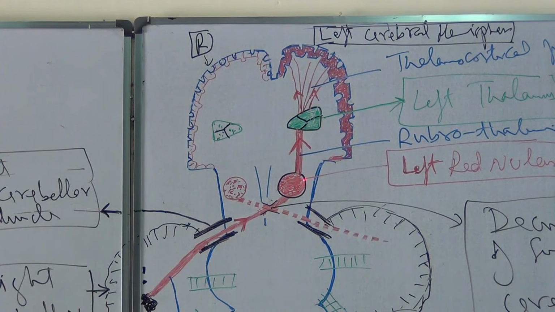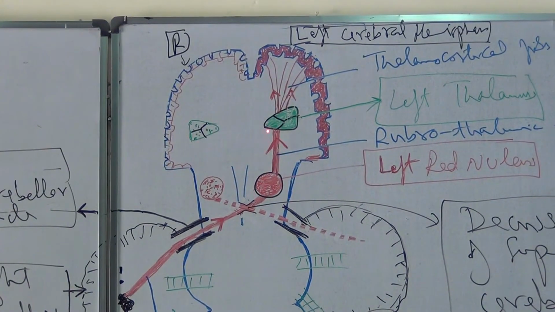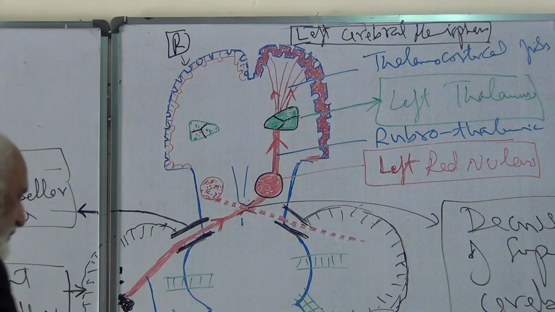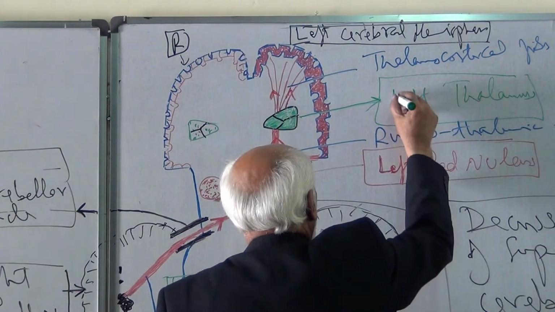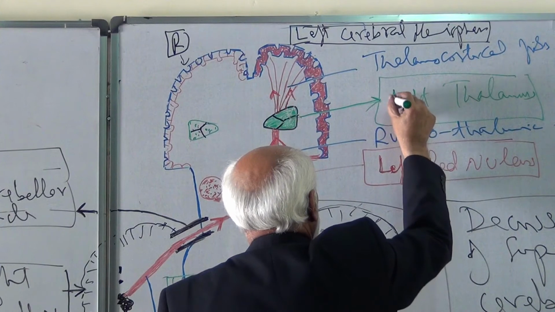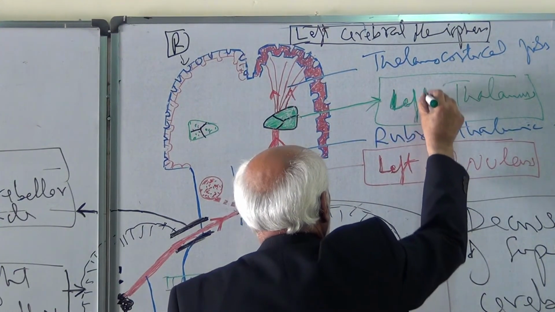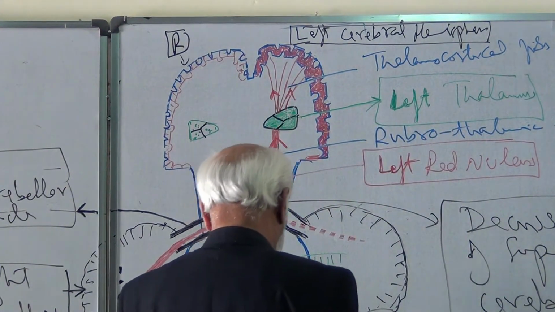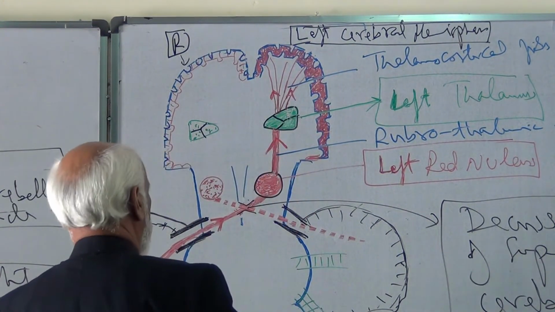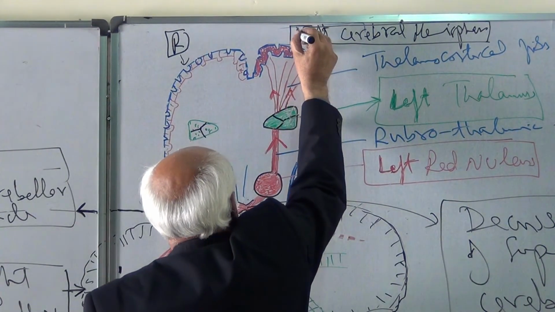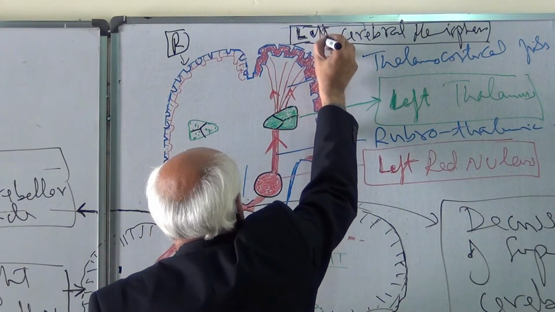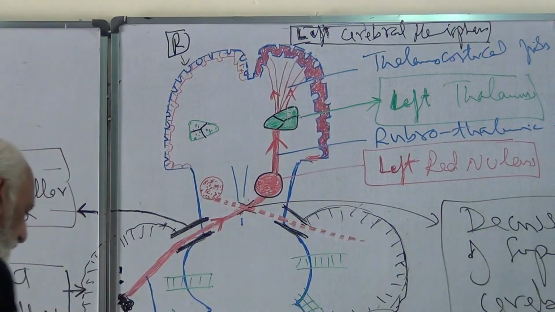Then the fibers from the left red nucleus continue upwards and relay in the left thalamus. And from the left thalamus, the fibers terminate in the cerebral cortex of the left cerebral hemisphere.